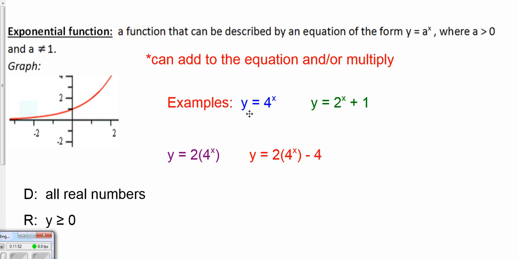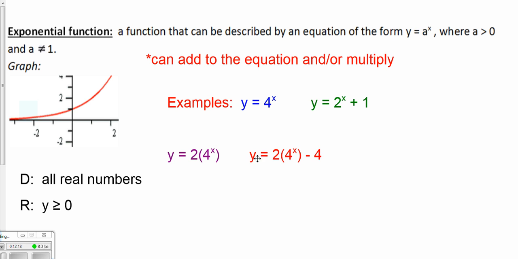So if a does not equal 1 and is bigger than 0, we can use things like y equals 4 to the power of x, or y equals 2 to the power of x, all of that plus 1. Or we can use 4 to the power of x, all of that times 2. We can use 4 to the power of x times 2, and add a minus 4 or plus something on the end of it. Any of those will still make this kind of graph.